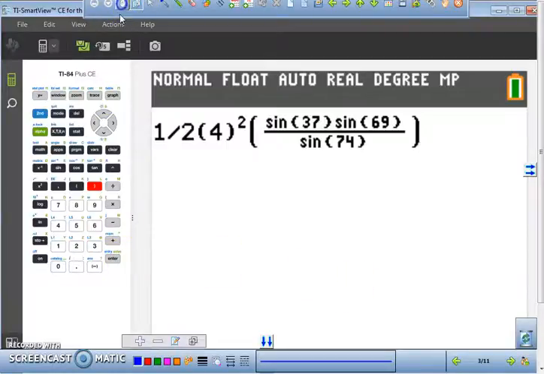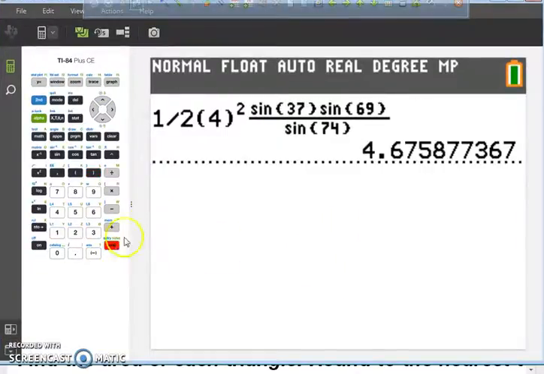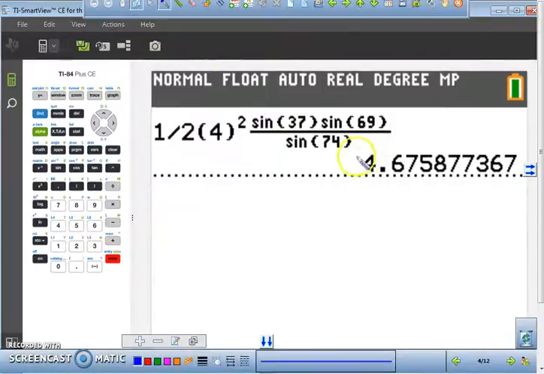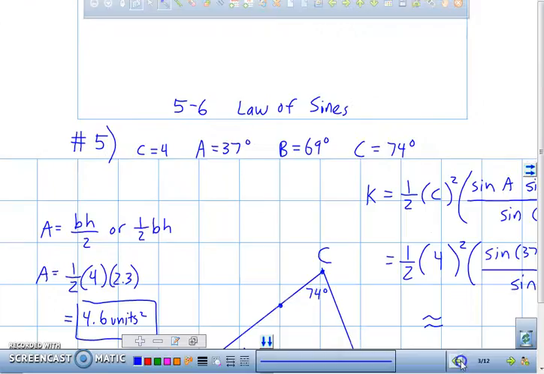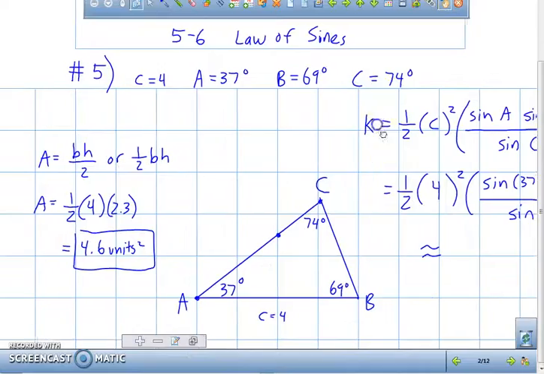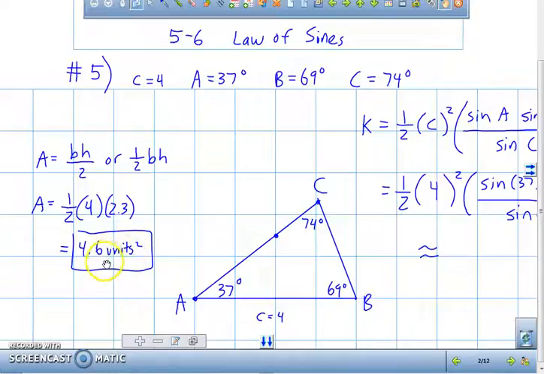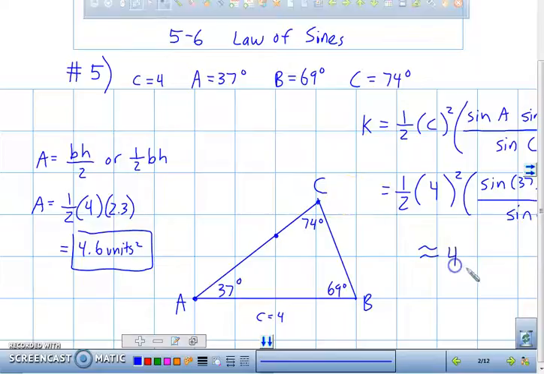Then you press what? Press enter. Holy cow, Adam. Look at that. What did we get? 4 point, that was right from the nearest 10%, but 4.7 units squared. What was our estimated area? 4.6 units squared. We got pretty close, didn't we? All right. So our actual, a better approximate value is 4.7 units squared.